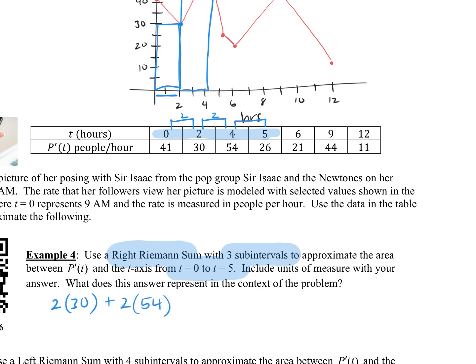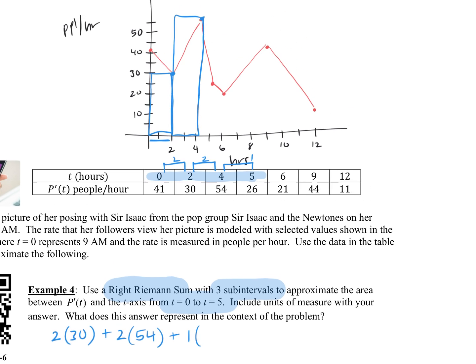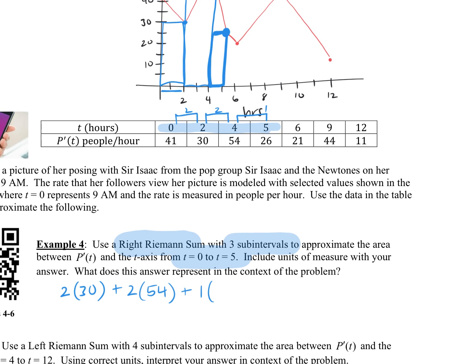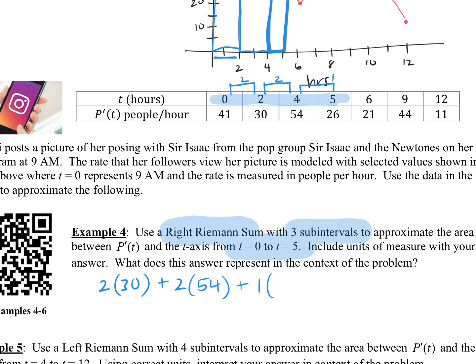And then my last interval here between 4 and 5 is only a change of 1. So I'm going to have plus 1 times. If I were to draw my right-hand Riemann sum up here, I would choose 5, make my rectangle. And then my height of that rectangle is going to be what? 26. So times this by 26. There we go. Yes, and if I add all those things together, my answer would be 194.